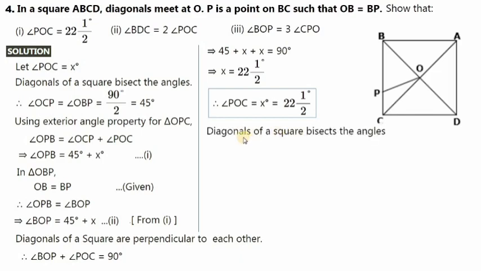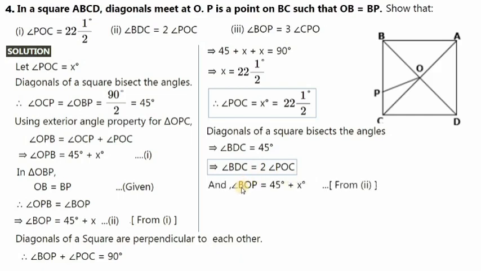The diagonals of the square bisect the angle, as you all know. So that's why angle BDC, kindly look at this, BDC, I'm talking about this angle. This angle will be 45 degrees. This entire thing is 90 degrees, so this becomes 45 degrees. Now 45 can be written as 2 into 22.5, and 22.5 is nothing but POC. So it becomes double of angle POC, isn't it? That's why I have written angle BDC is double of angle POC.